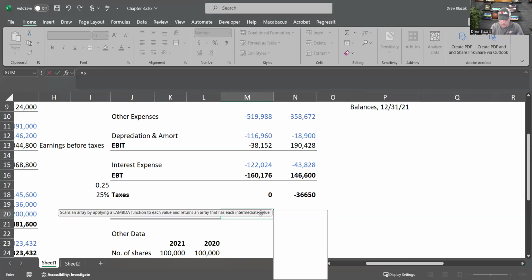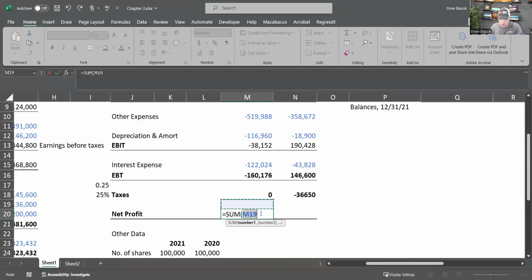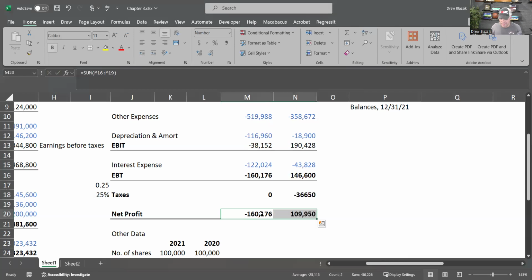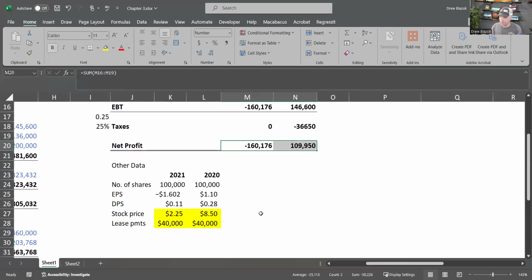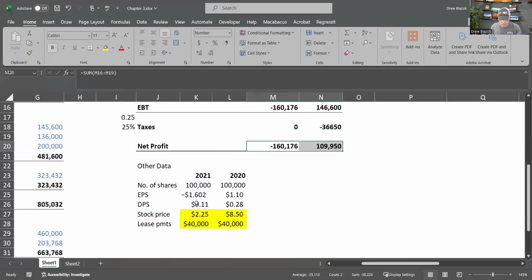So I'm going to hit equals sum tab. I'm going to go up to the last calculated field, hold down shift, and I'm going to highlight those cells. So what it's going to do is add in or subtract any of those numbers, which is going to be the same. I'm going to hit shift, control right. You see, we made $109,000 and now we're down 160,000. Right. So we got other data here, and I'll explain this, and we'll go to the next statement.